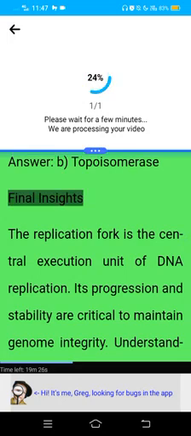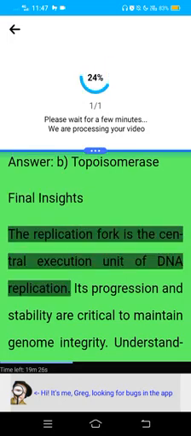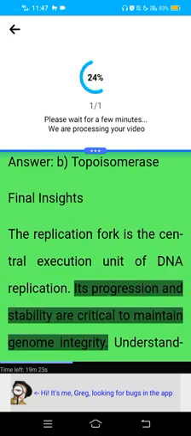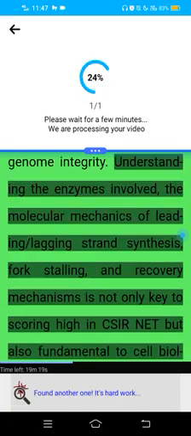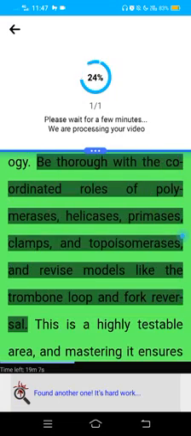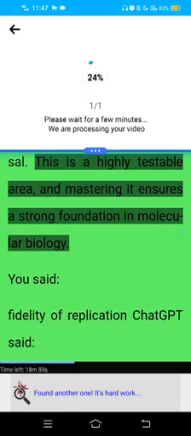Final insights. The replication fork is the central execution unit of DNA replication. Its progression and stability are critical to maintain genome integrity. Understanding the enzymes involved, the molecular mechanics of leading and lagging strand synthesis, fork stalling, and recovery mechanisms is not only key to scoring high in CSIR NET but also fundamental to cell biology. Be thorough with the coordinated roles of polymerases, helicases, primases, clamps, and topoisomerases, and revise models like the trombone loop and fork reversal. This is a highly testable area, and mastering it ensures a strong foundation in molecular biology.